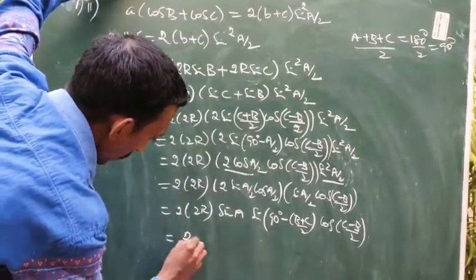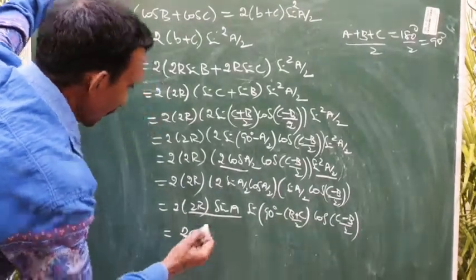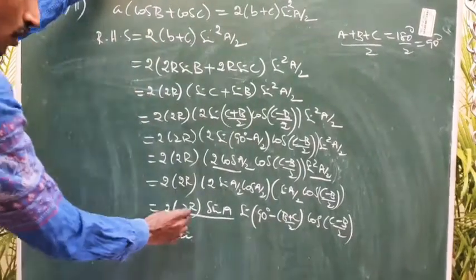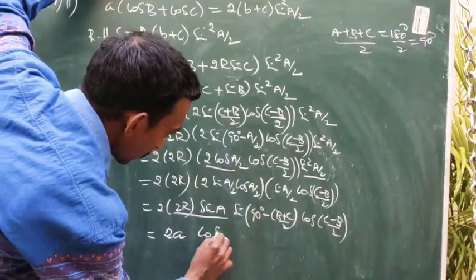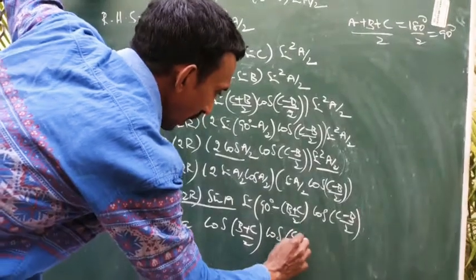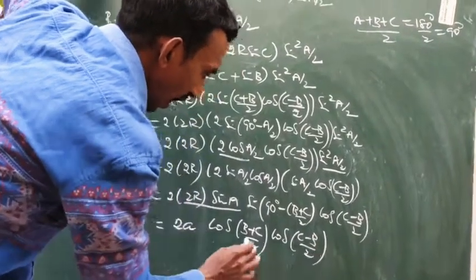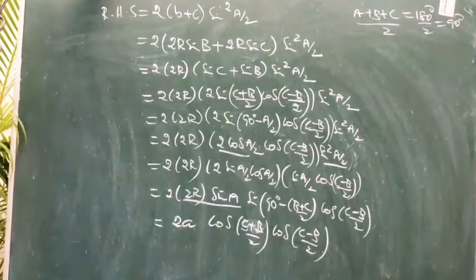So 2 into, what is 2r sin a? It is a, okay. So 2r sin a is a, cos, sin 90 minus theta is cos theta. So cos (b plus c) by 2 into cos (c minus b) by 2, or we can write it as c plus b, both are the same, okay.